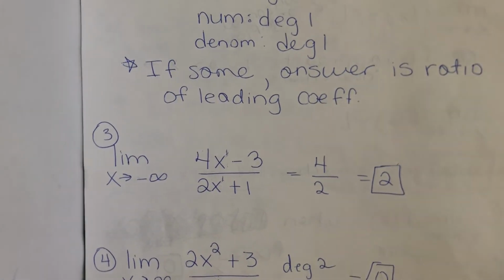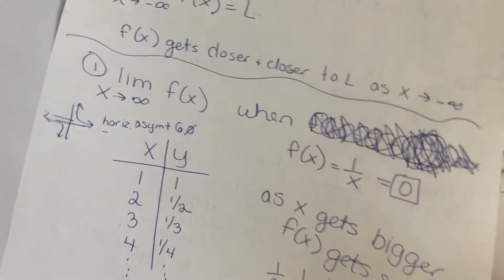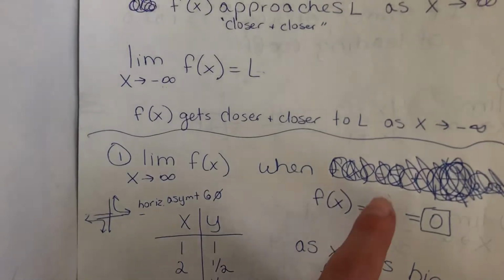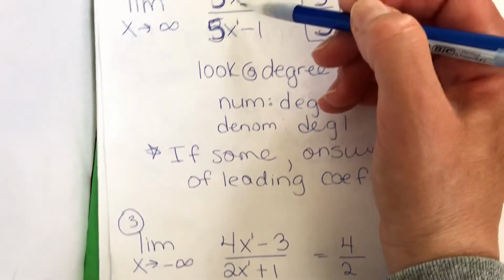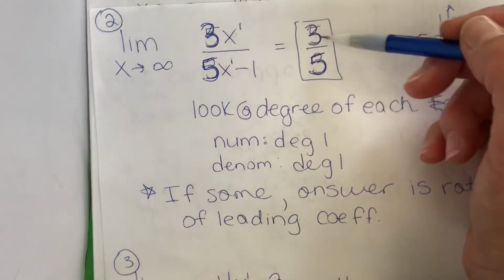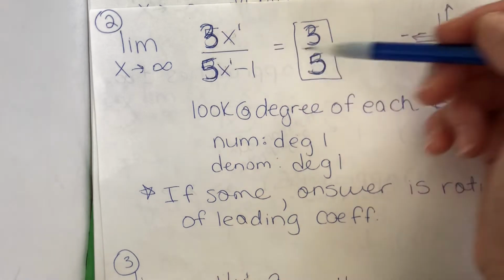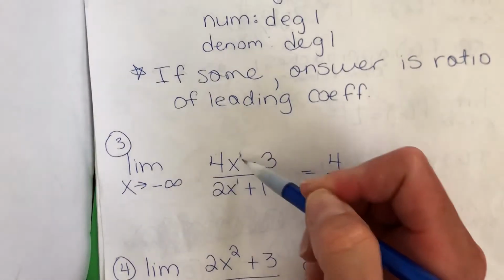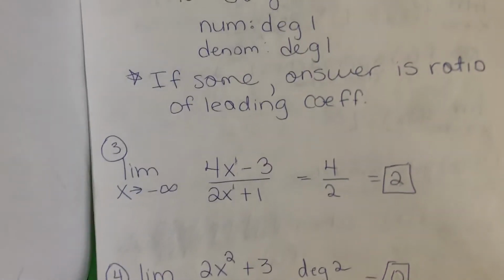Okay, so we talked about what happens when there's a constant over a variable. And that can be any variable. It can be 1/x², 1/5x. As long as there's a constant over a variable, it'll always equal 0. If the exponents for the degree are the same here, you use the coefficients of those terms, and that ratio will be your answer. Same here. 1 and 1, the degree is the same. Use the coefficients, it reduces to 2.